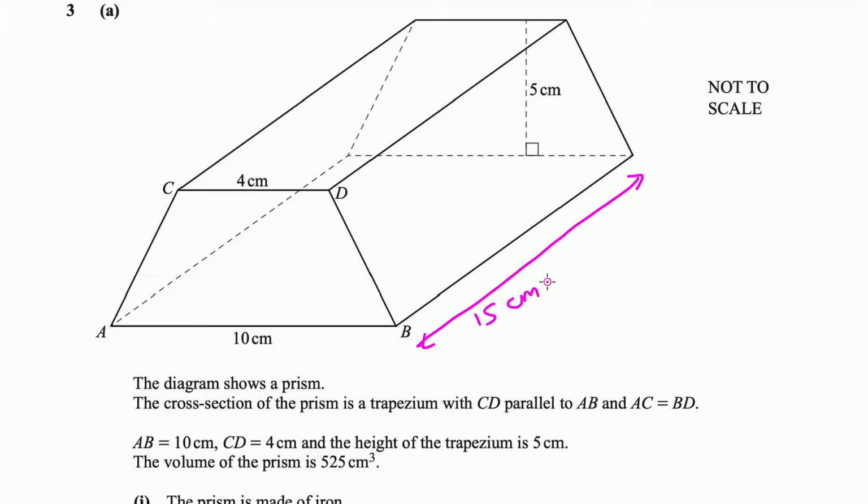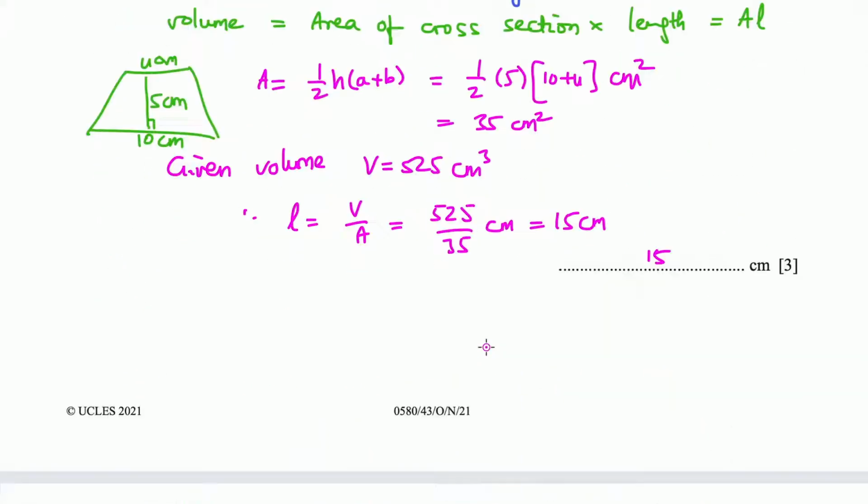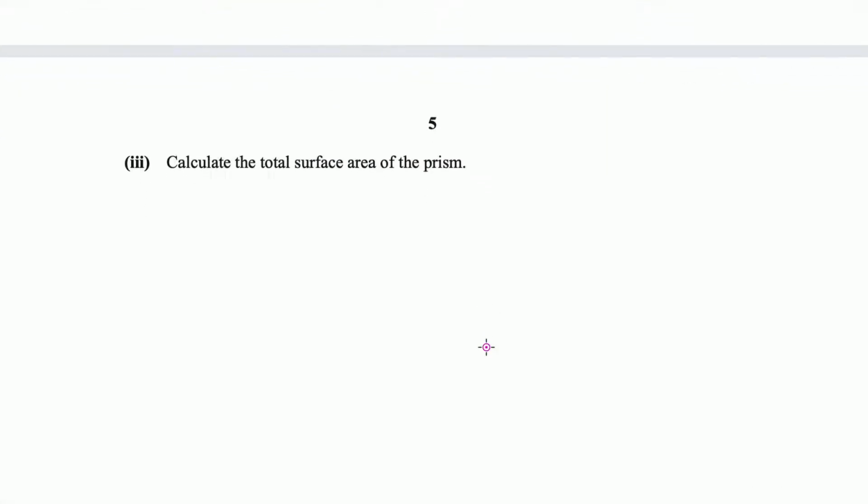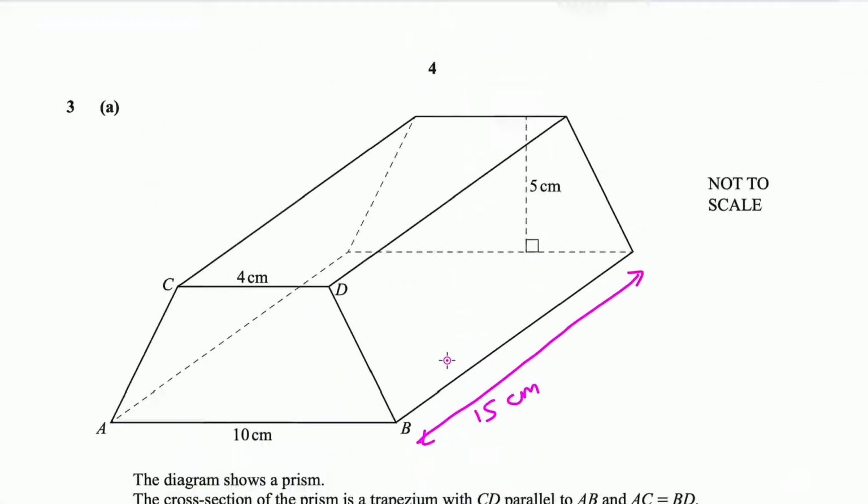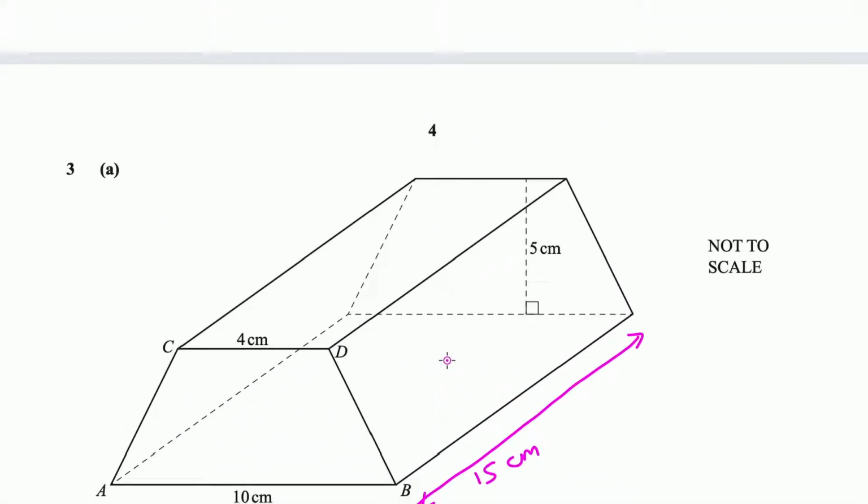Okay, so let us get to the next part. Calculate the total surface area of the prism. So total surface area of the prism is, what do you see? Okay, so there are two sides which are trapeziums, and this is one side and that is the other side. These two are the same sides, and there is one at the top and one at the bottom.